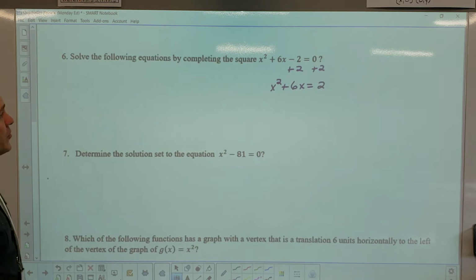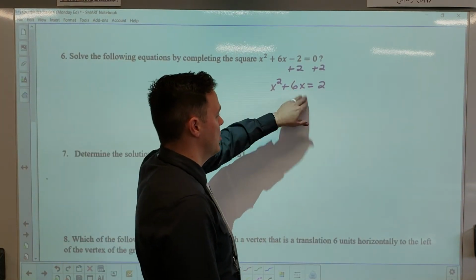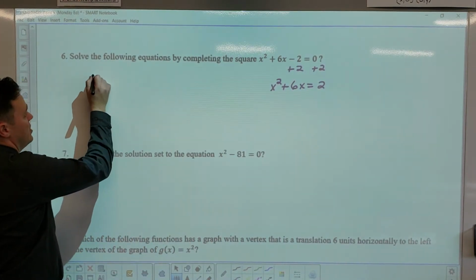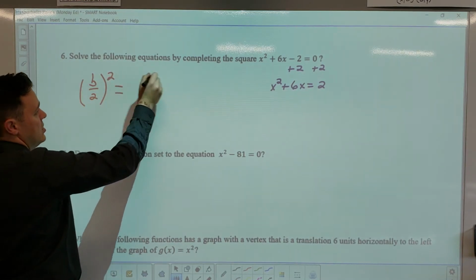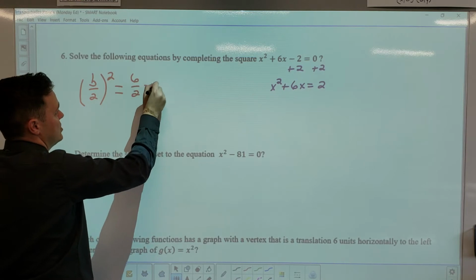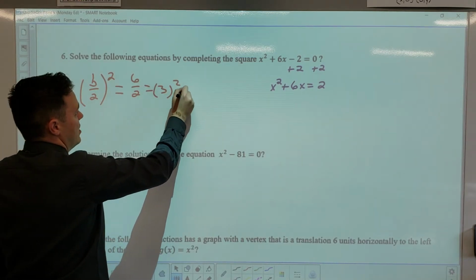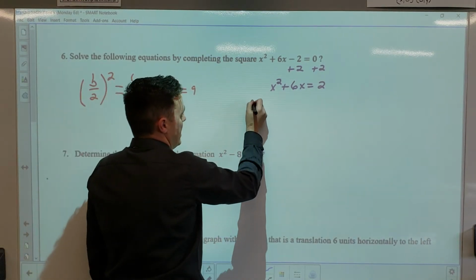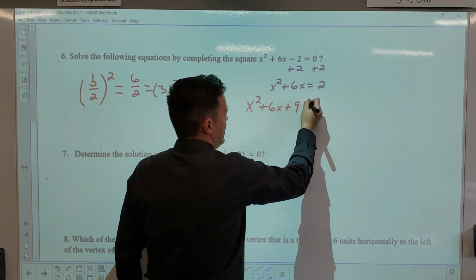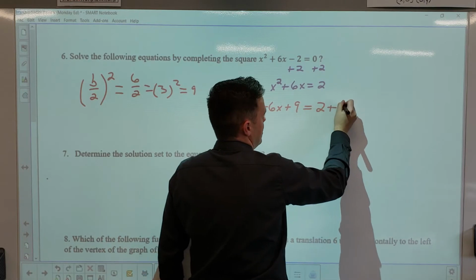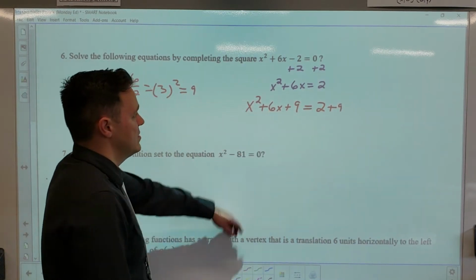Number 6, solve by completing the square. I've already talked about completing the square. Okay, remember, completing the square is you take the b, divide it by 2, and then you square that answer. So this would be 6 divided by 2, which is 3. You square that, you get 9. So my answer here would be x squared plus 6x. And this is when you add your answer to both sides. Okay, so I add those.